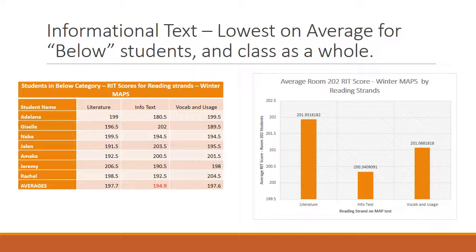To answer this, we dug deeper into the winter MAP data for these 7 students and looked at their scores for the 3 reading strands. The table on the left shows the detailed RIT scores for the 7 students, as well as the average RIT scores for each of the reading strands.